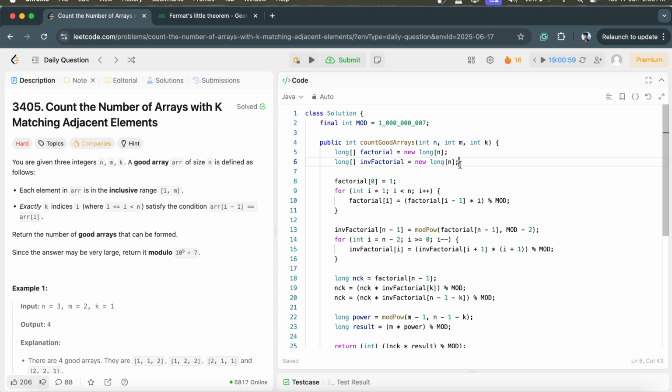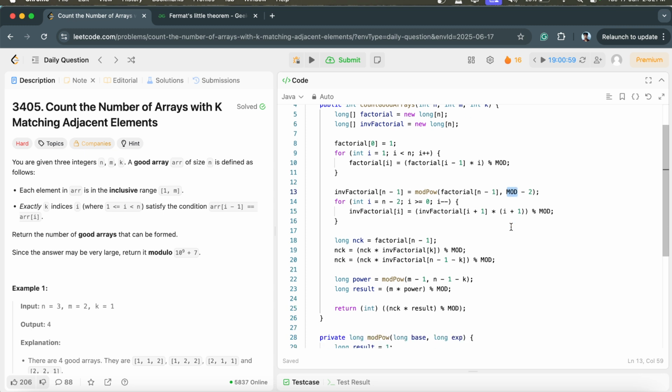So we are using 2n space, and n plus log of n plus log of mod, because the mod value is actually bigger. So n plus log of mod is the time complexity we are taking for this one.